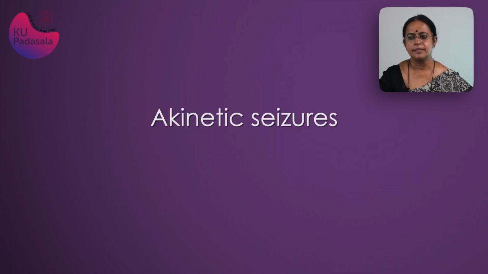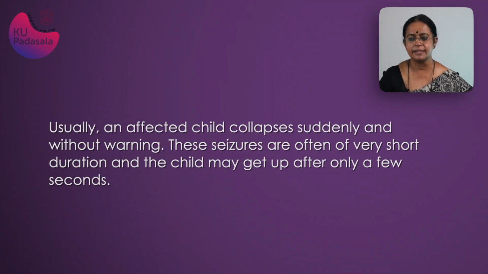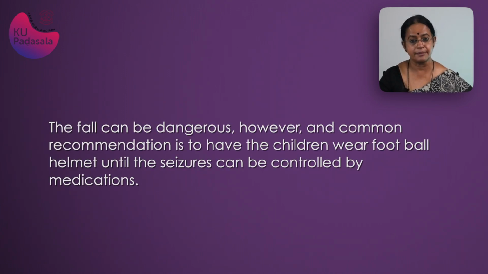Then we'll learn about akinetic seizures. Akinetic seizures are commonly seen only in children. Usually, an affected child collapses suddenly and without warning. These seizures are often of very short duration, and the child may get up after only a few seconds. The fall can be dangerous, however, and a common recommendation is to have the children wear a football helmet until the seizures can be controlled by medications.